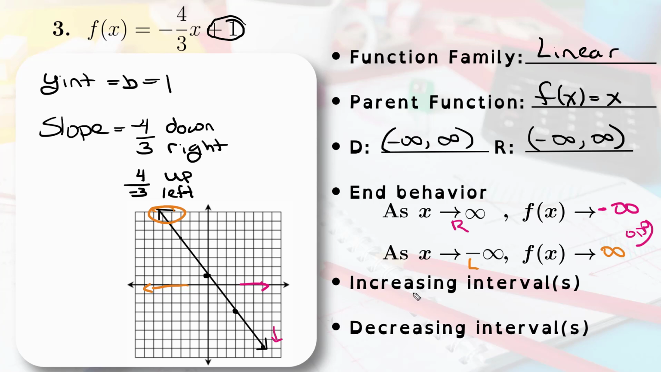You're either going to be increasing over the whole thing or decreasing over it. One of them is always going to be a none. So if I follow the graph from the left to the right, I'm following. So it's negative infinity to positive infinity. And this is none.